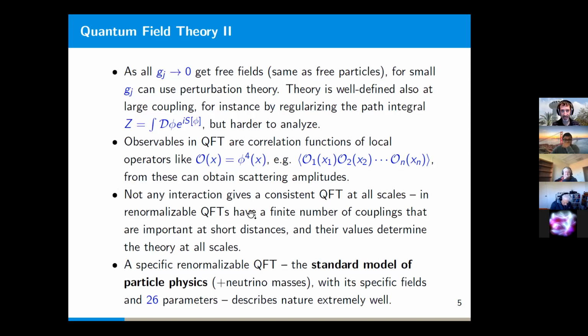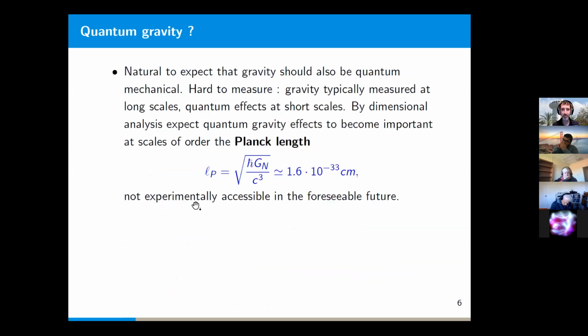Now, it's important that not any interaction gives us a consistent quantum field theory at all scales. The only ones that do are the renormalizable quantum field theories, where we have just a finite number of couplings that are important at short distances, and then the values of those couplings determine the theory at all scales. And of course, the specific renormalizable quantum field theory, the standard model, with its specific fields and 26 parameters, describes nature extremely well, as far as we know so far.